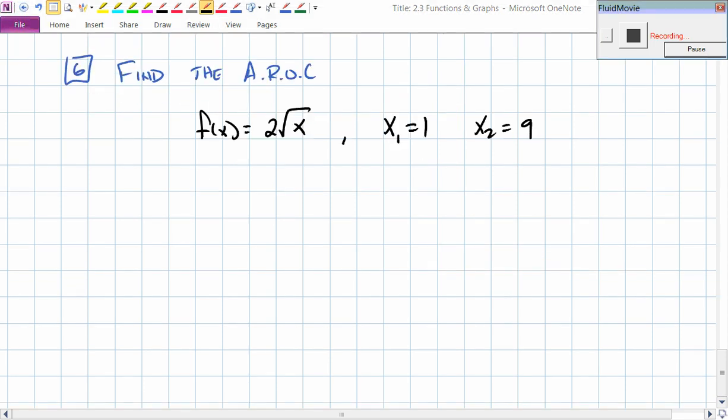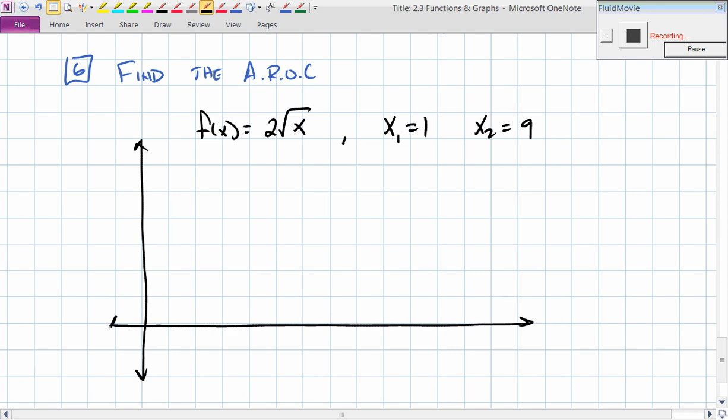Okay, so I've been given a function, f of x equals 2 times the square root of x, and I want the average rate of change between x equals 1 and x equals 9. So what I want you to do is make a visual picture of this. So give yourself a coordinate plane. Okay, and I want to graph the function f of x equals 2 square root of x, and we'll use some points to plug in. We'll plug in 0, we'll plug in 1, we'll plug in 4, and we'll plug in 9.